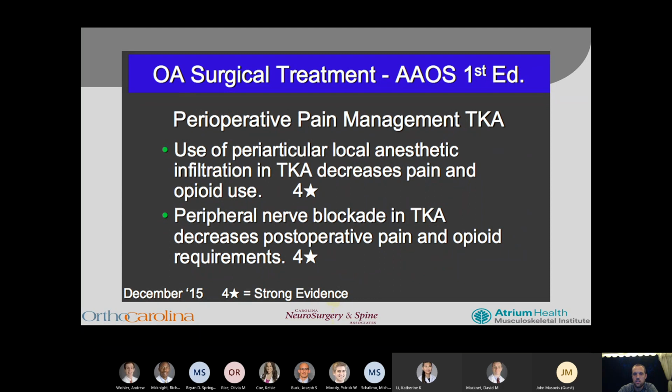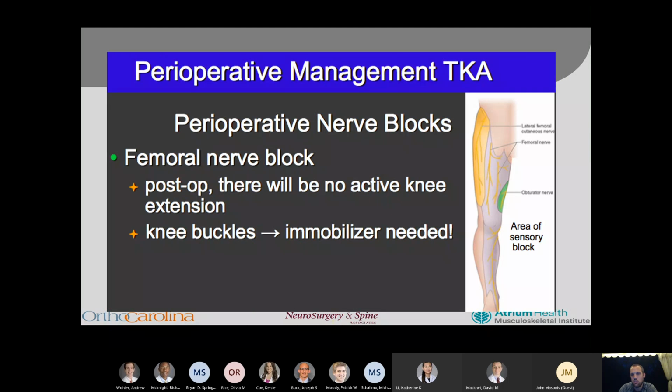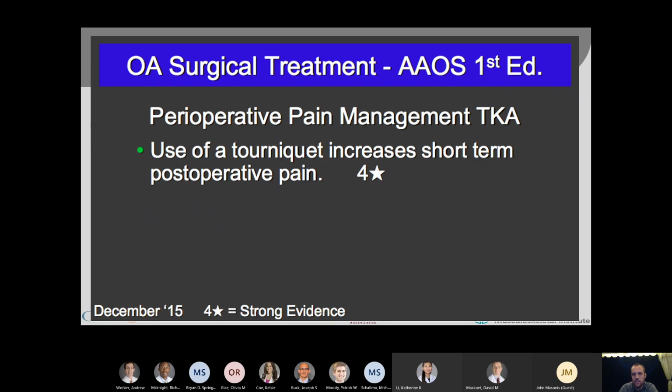Local anesthetic, peripheral nerve blockade are both strongly recommended. Adductor nerve block is going to be the one that you'll probably see on the test because it's sensory only. That's blocking the infrapatellar branch of the saphenous nerve, which is coming down around the medial side of the knee. Femoral nerve block is another option, but you knock out the quads with that, so they're not as commonly used.